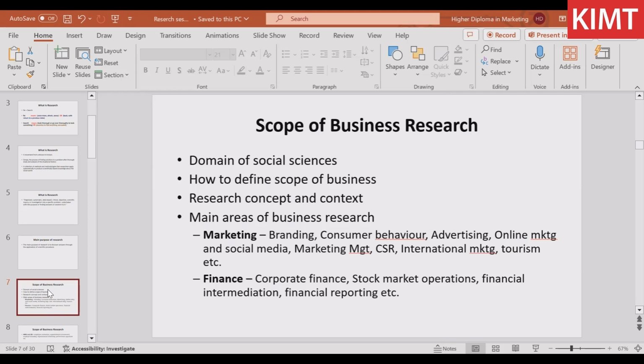So the main areas of business research: I mentioned marketing, which includes branding, consumer behavior, advertising, online marketing, social media, CSR, meaning corporate social responsibility, international business, tourism, etc. Finance: corporate finance, stock market, profitability, all these are finance. Human resource management: employee motivation, employee welfare, all these we can consider as researchable topics or areas, right?